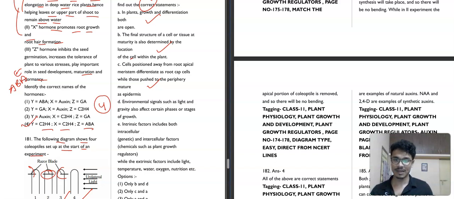Then environmental signals such as light and gravity also affect certain phases or stages of growth. You know that. It is correct. Geotropic growth. Intrinsic factors include both intracellular, genetic and intercellular chemicals such as plant growth hormones, while the extrinsic factors include light, temperature, water, oxygen and nutrition.